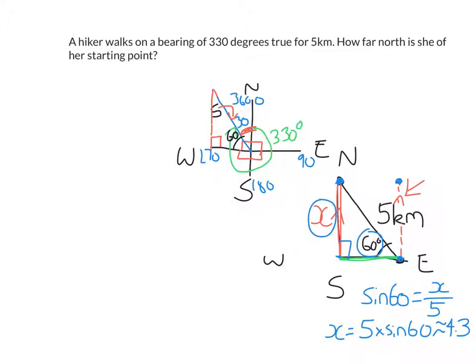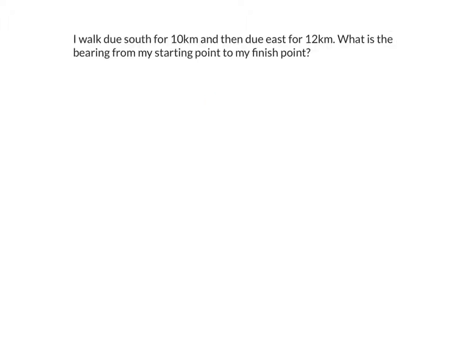We'll do one more example now where we use trigonometry to find the bearing. So I walk due south for 10 kilometers, that means directly south, and then directly east for 12 kilometers, and I want to find the bearing from my starting point to my finish point. So again, no diagram, let's draw one. So I have a starting point. I go due south for 10 kilometers. Then I go due east for 12 kilometers.